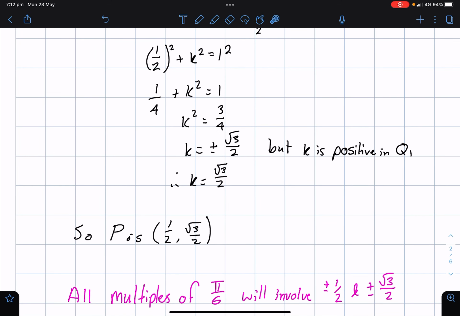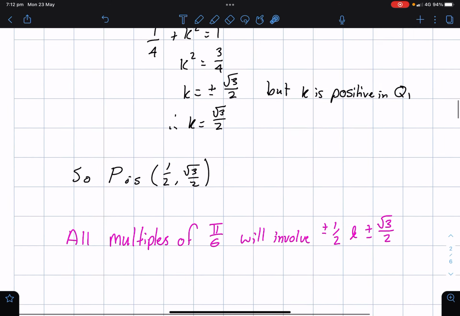So just like pi on 4 and multiples of that, all multiples of pi on 6 will involve plus or minus a half and plus or minus root 3 on 2. They might be positive, they might be negative, half might be in the x coordinate, half might be in the y coordinate, and so forth. But each coordinate will have one of each.